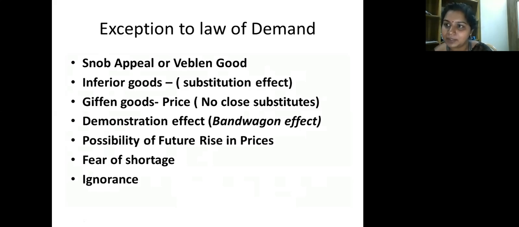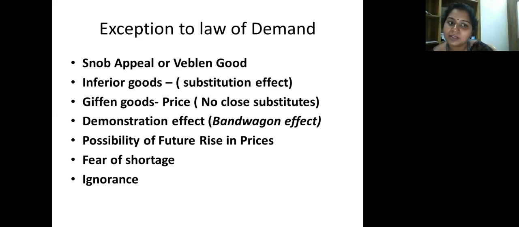That means when price increases, the quantity demanded also increases instead of declining. Okay, so this is the exception to the law of demand. I'll just tell what is what. Snob appeal or Veblen goods means conspicuous consumption; luxury goods fall under that category. So if the price is high, the demand will be high. If the price is low, there won't be any demand because they are considered a status symbol. So that is the first commodity, Veblen goods.